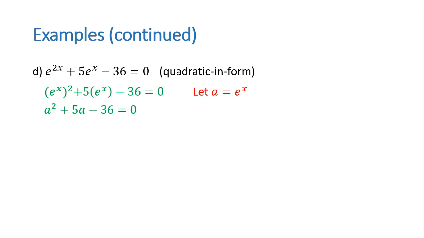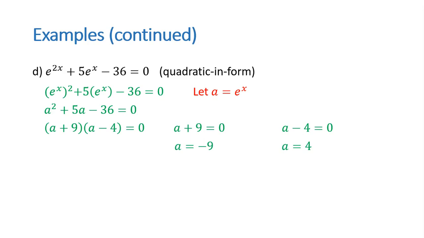In this case, this factors pretty easily. It's going to factor as a plus 9 times a minus 4. We set each of our factors equal to 0. So a plus 9 is equal to 0, a minus 4 is equal to 0. And if we solve for a, we get a is equal to negative 9 and a is equal to 4. Now, don't be misled into thinking that those are your final answers. Those are not your final answers.